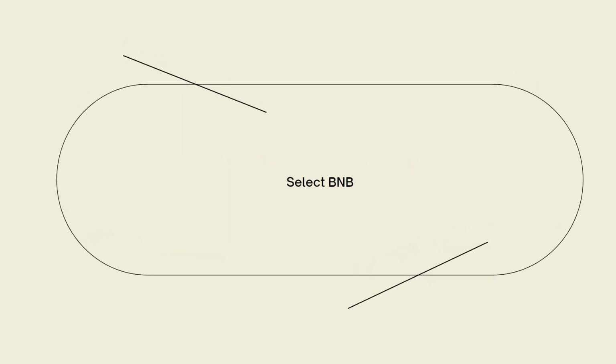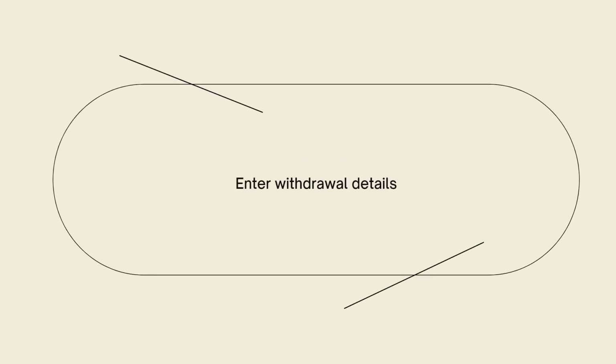Now select BNB. Choose BNB as the cryptocurrency you want to send from crypto.com to Trust Wallet. Now enter the withdrawal details. Provide the necessary information such as the recipient address and withdrawal amount. You will need to obtain the BNB wallet address from your Trust Wallet.